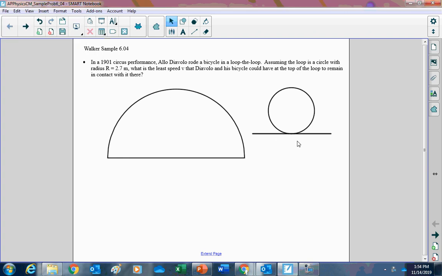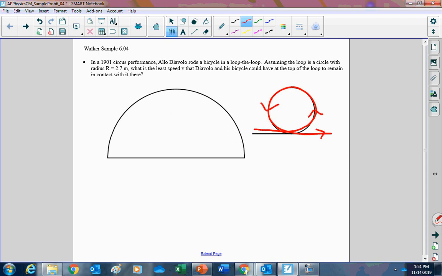Here's a sample problem from chapter 6, and we're going to use centripetal force and the centripetal acceleration formula to solve for the speed at which this bicycle rider is going around this loop-de-loop. So what's going on here is that the bike rider is going around this circle. So maybe they're going along here and then they're going around the circle.